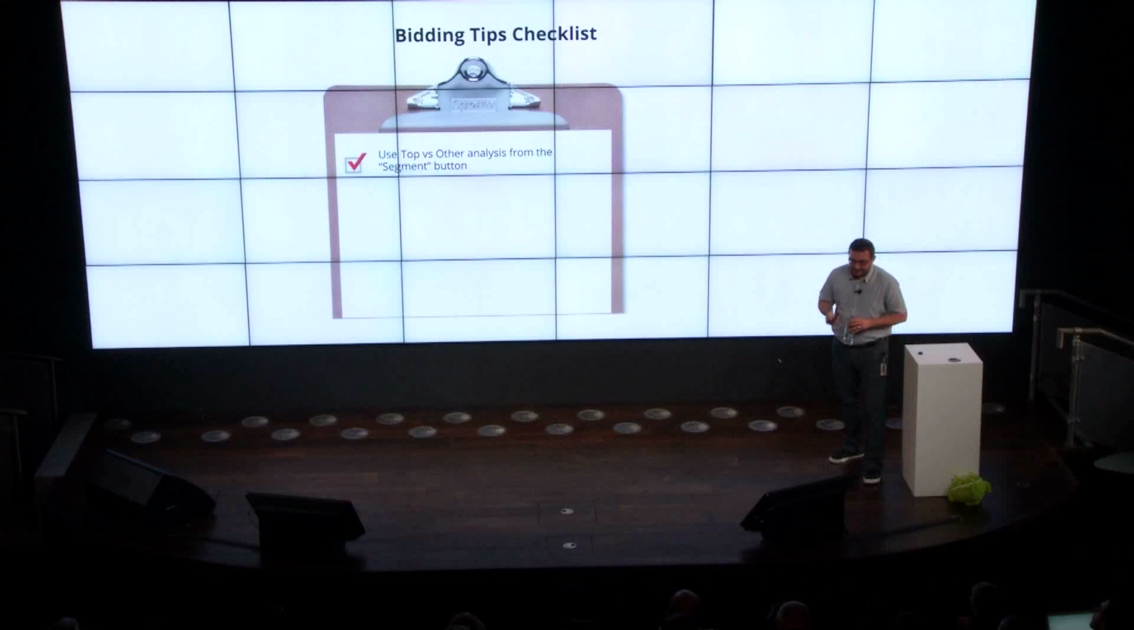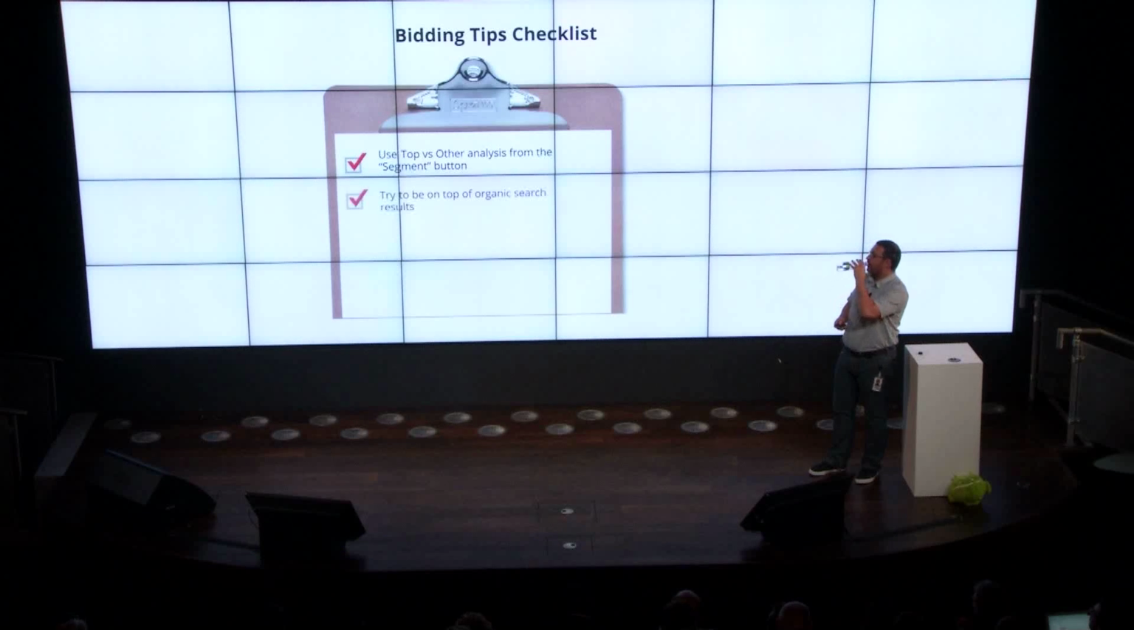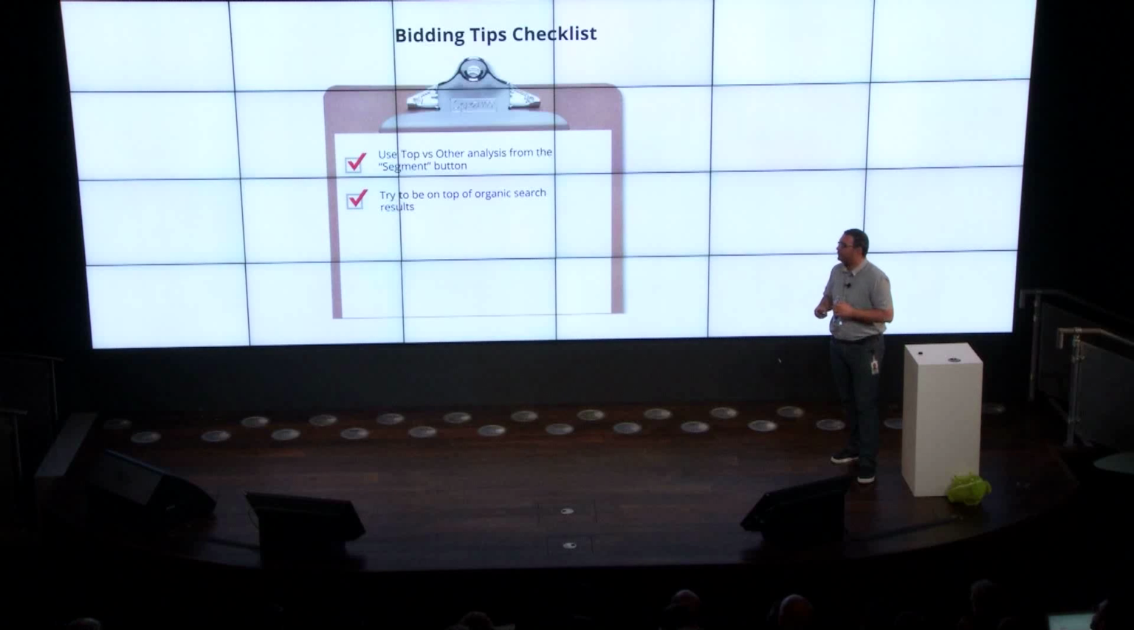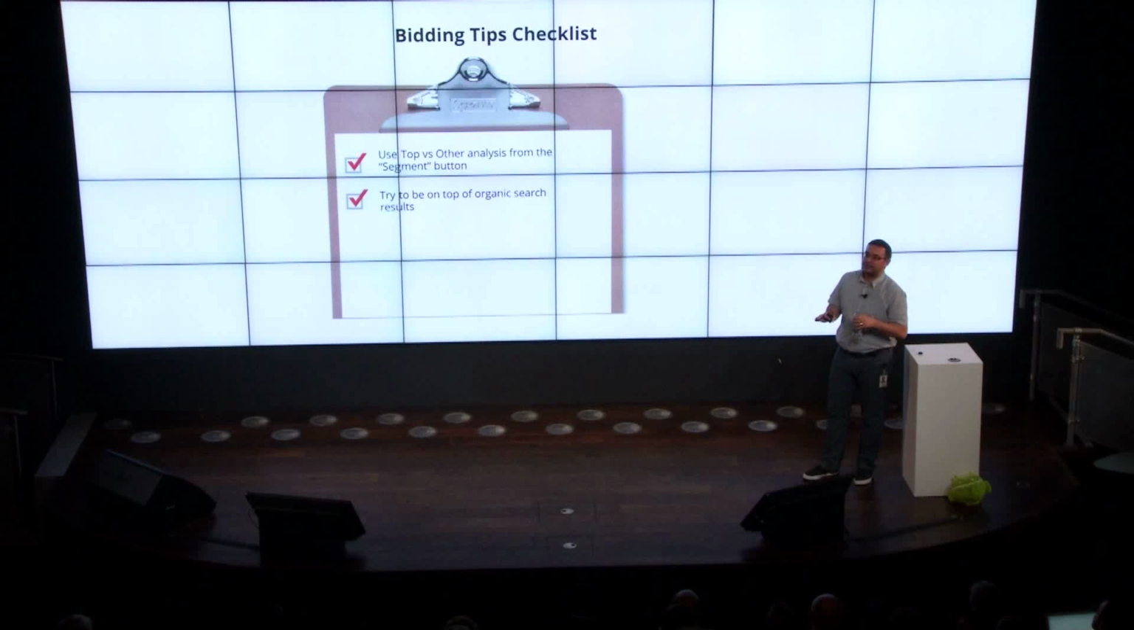Bidding tips checklist. Use the top versus other report. This is very important. Try to be on top of the organic search results. It's not that we want to increase the CPCs or something. It's really for you to get the maximum number of conversions, because this is about user behavior.